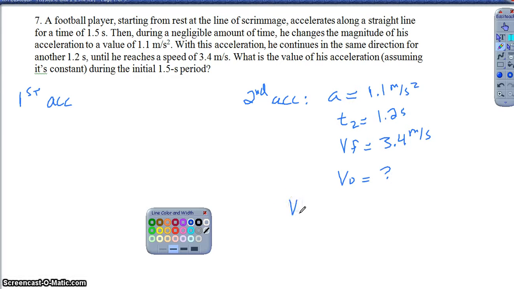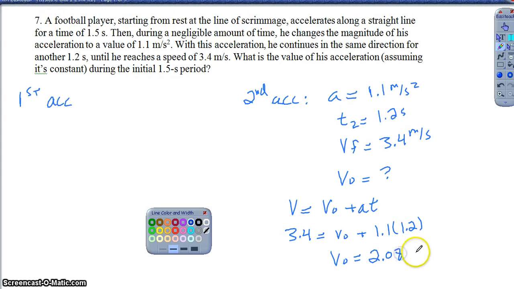So if I use VOTAT, that first of our kinematics equations, I just set this up. I'm looking for his initial velocity for the second period of motion. I know his final was 3.4. I know his acceleration was a positive 1.1 and he was doing so for 1.2 seconds. So then, solving for the initial velocity, I get his initial velocity was 2.08 meters per second.